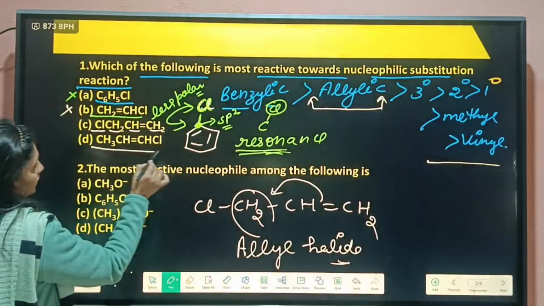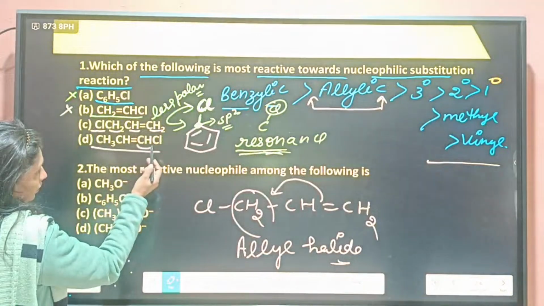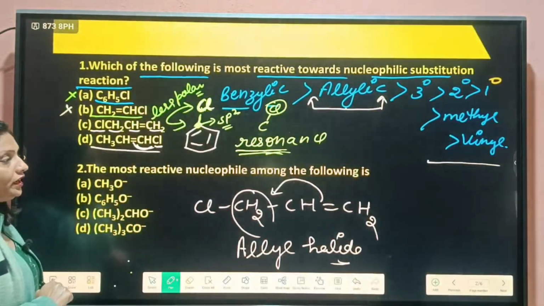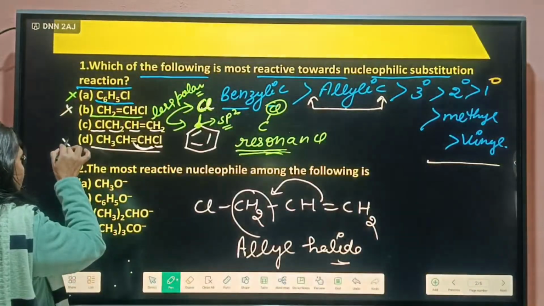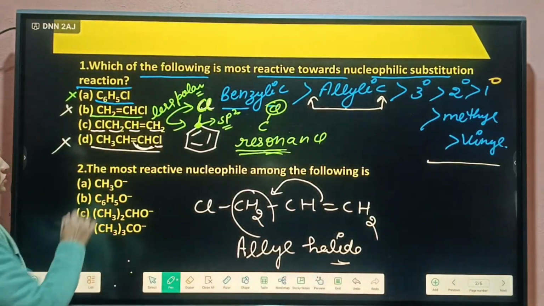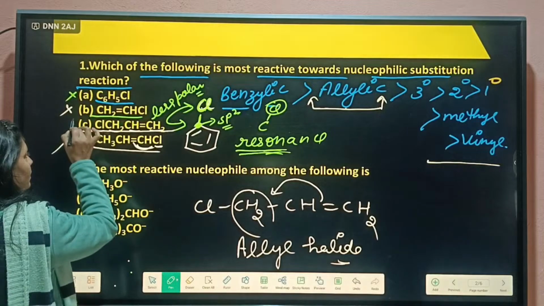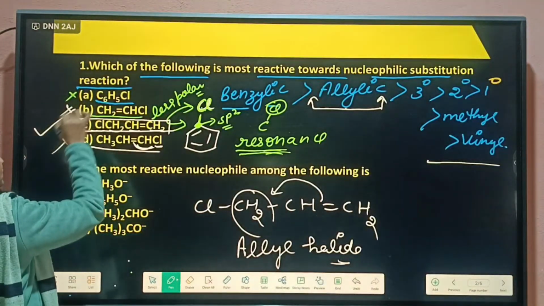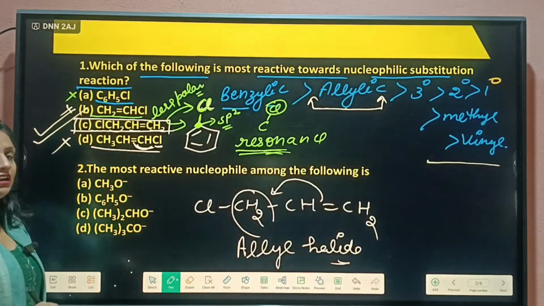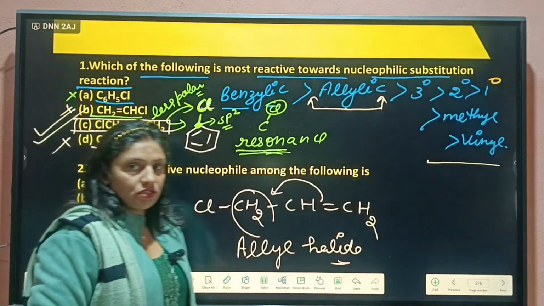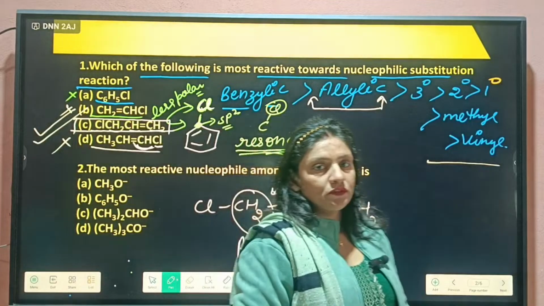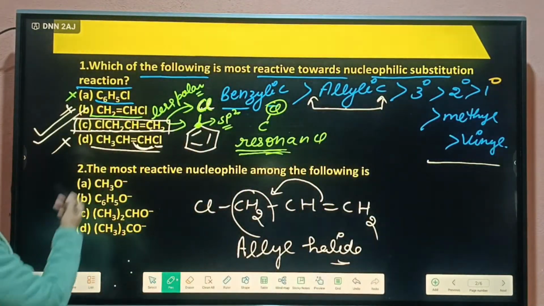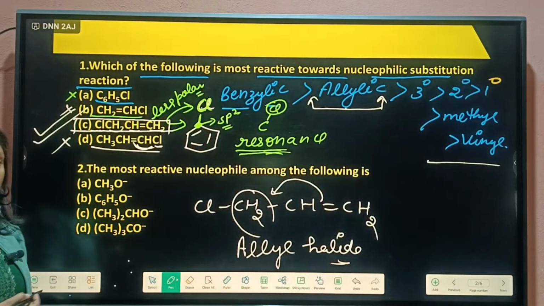Then see the next one. It is also vinylic because halogen is attached to the doubly bonded carbon. So we cannot go with this one also. Then students, this one is the allyl halide, and this is the correct option for this question. So allyl will be the most reactive towards the nucleophilic substitution reaction.